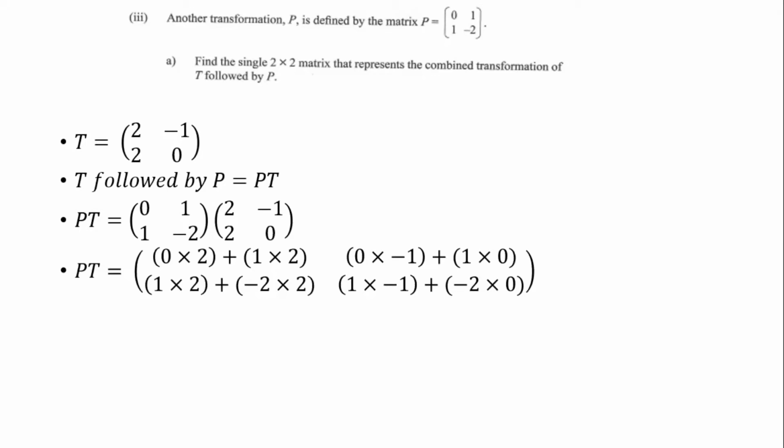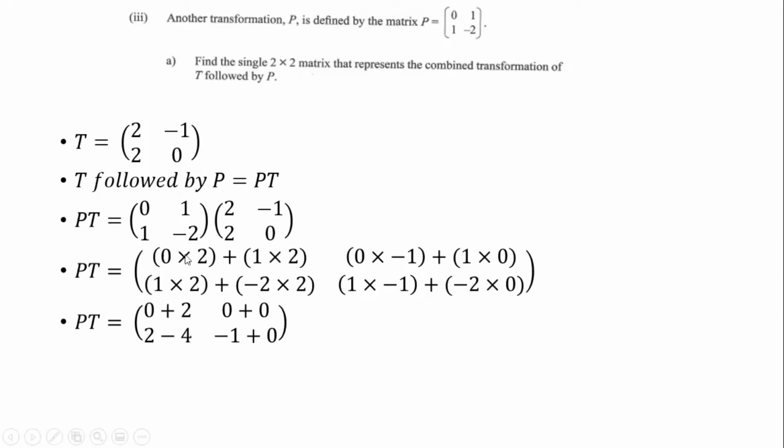And then 0 multiplied by negative 1 for right here, and 1 multiplied by 0 for right here. And then 1 multiplied by 2 for right here, and negative 2 multiplied by 2 for right here. Then 1 multiplied by negative 1 for right here, and negative 2 multiplied by 0 for right here. And now it's just basic addition, subtraction, and multiplication to complete our matrix.